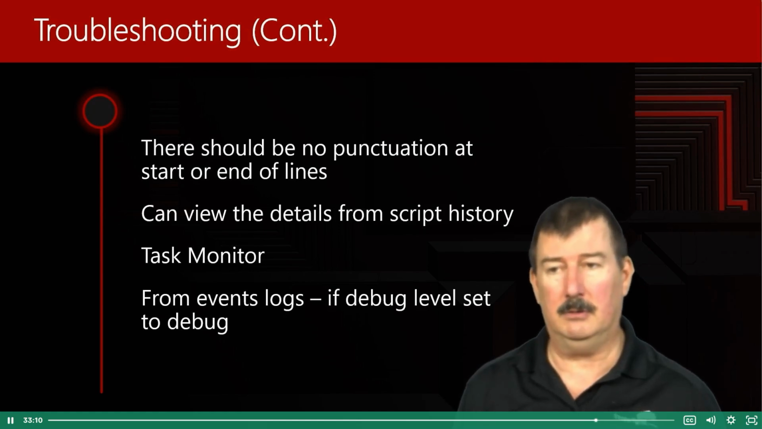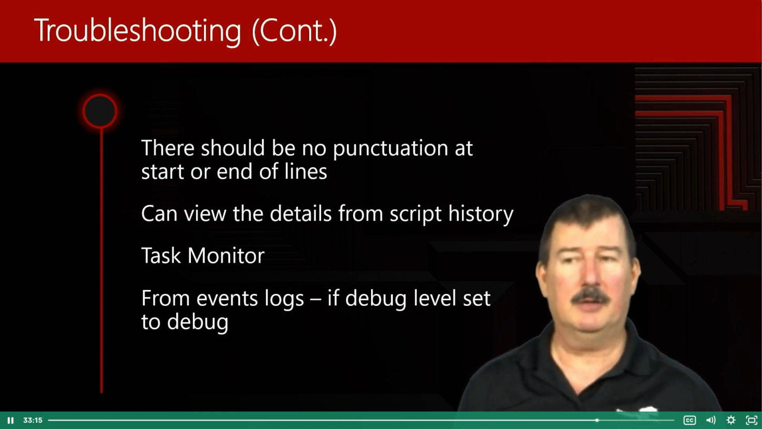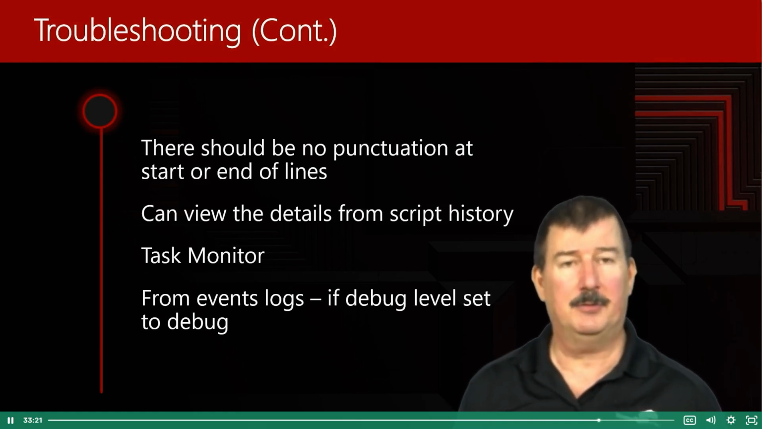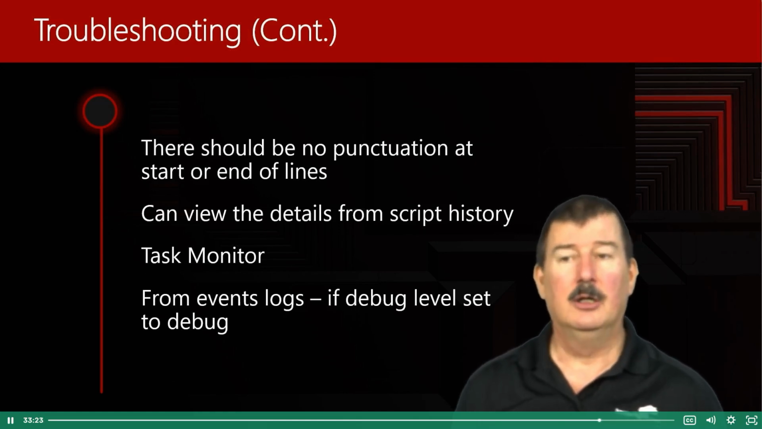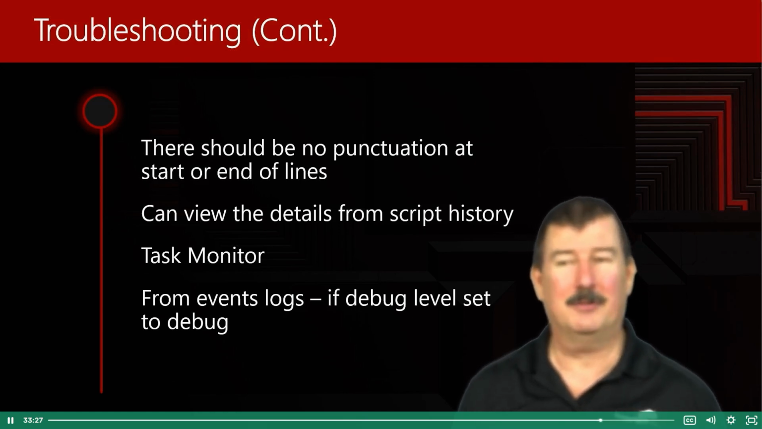Event logs, if the debug level is set to debug. If the debug level is not set to debug, you will not get information in your event logs. Well, I can't say you won't get any information, but you won't get enough information typically to troubleshoot. So you have to set your debug level to debug so that stuff shows up in the event log so that you can effectively troubleshoot.